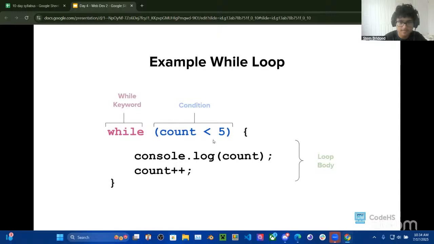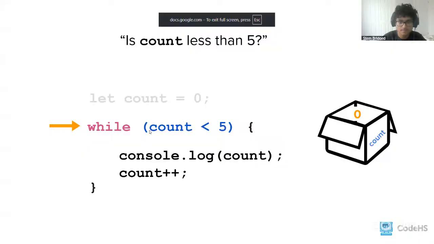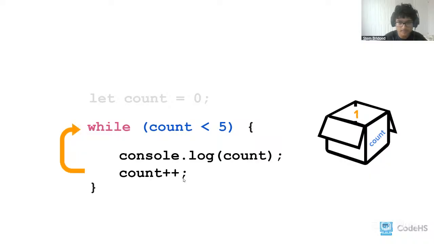So imagine this is your while loop. You have your condition, which is while count, which is a number, is less than 5. And then your loop body is console.log(count) and count++. Count++ means it increments count, so it adds 1 to count. So if count is 0 and you run this while loop, the condition is true because 0 is less than 5. Then it console.logs count to the console, and then it increases count by 1, which is what the increment operator does.